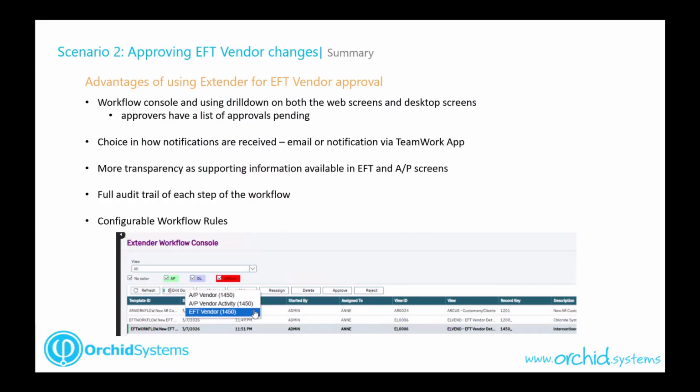In summary, the advantages of using Extender for EFT vendor approvals: the approvers get a workflow console, and they have drill down on both the web screens and desktop screens. So the approvers have a list of approvals pending. They don't just need to rely on emails being sent to them. They have a choice of how the notifications are received, either via email or a notification via their Teamwork app.